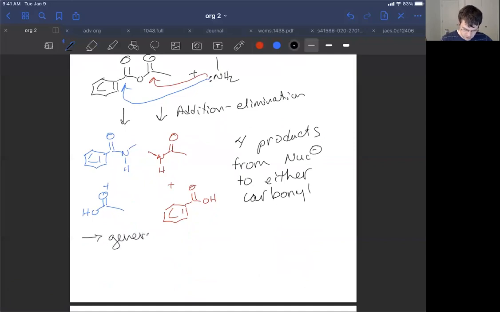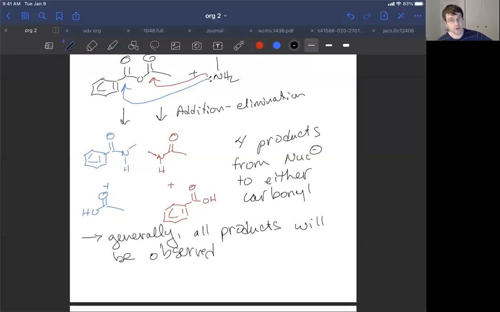Generally, all products will be observed. Now, if we had more time to go into the lab, we could figure out a major and minor preference for some of these, but it's very situation dependent. I can't give you anything that will allow you to really predict for sure which one is more likely to be the major product in all circumstances.